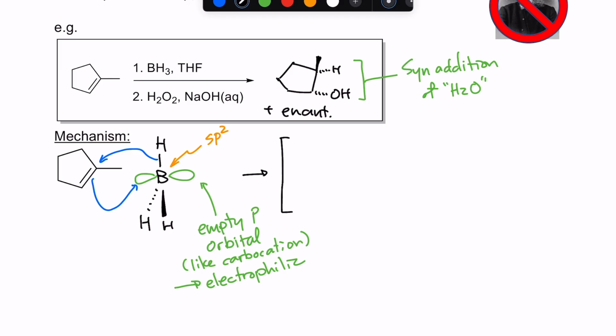So just to show you the transition state, which sort of determines all the stereochemistry here. Here's the double bond that's being broken up, and then we're forming a bond between this boron atom and one of the carbons, and the hydride or hydrogen is going to be added to the other carbon simultaneously.